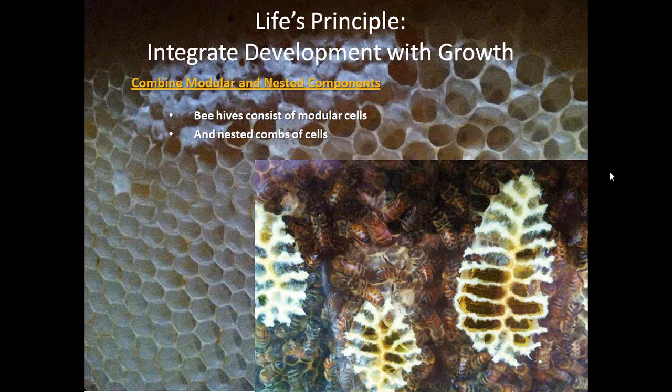The next principle is combined modular and nested components, and we've had a good example with some observations of beehives. Beehives obviously have the modular cells, and then they are able to nest combs of these cells together to create the colony, and they expand as the resource base allows them to gather more nectar and grow the hive. They can add more cells and also decrease those cells if they want to, and use that material as both a food source and as a resource for building new comb material.